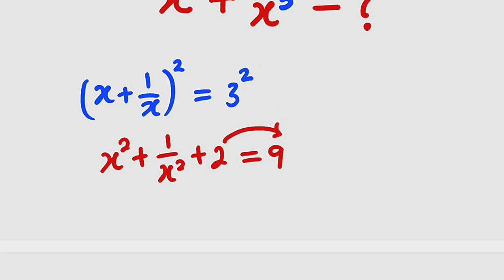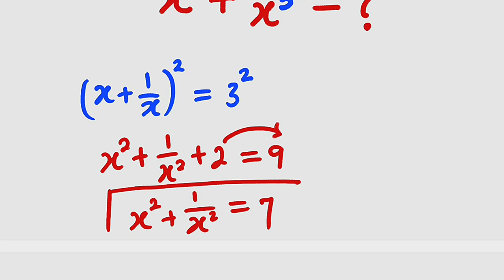Once you take this one to the other side, it becomes negative. We have 9 minus 2, which is 7. Hence, x squared plus 1 divided by x squared is nothing but 7. This is one of the equations we need.